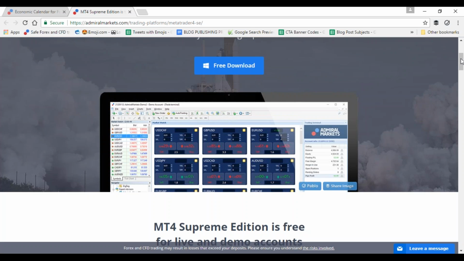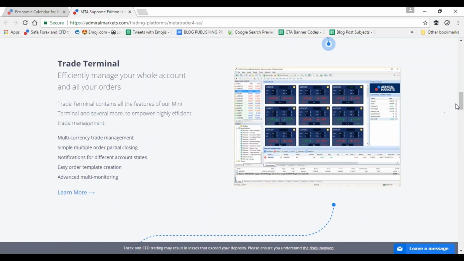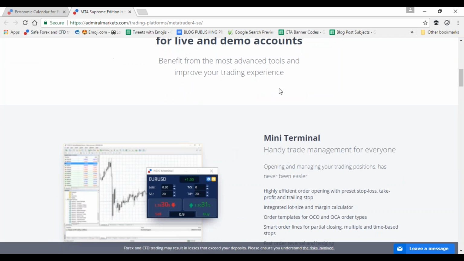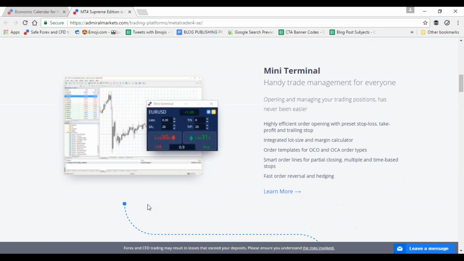Hang on. Sorry for that. I was stuck for a second. Oh, it says free for demo accounts. Well, yeah, I thought it was only after a month, but I'm not sure now.